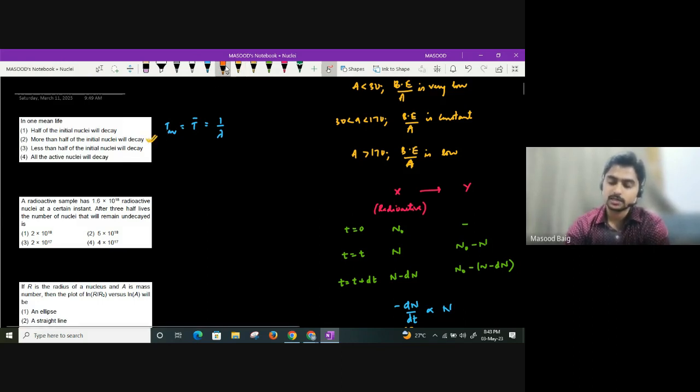Half of the nuclei will decay in what time? In half life, guys. Sorry, not average life, in half life. Right? Less than half, so it is not there. So what is the situation?